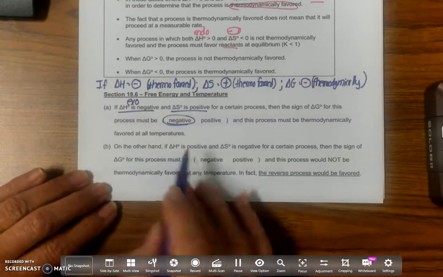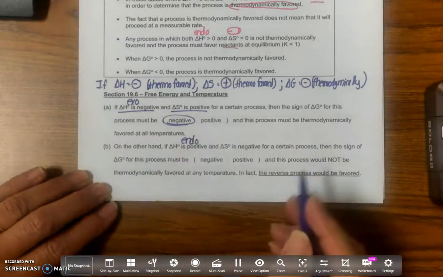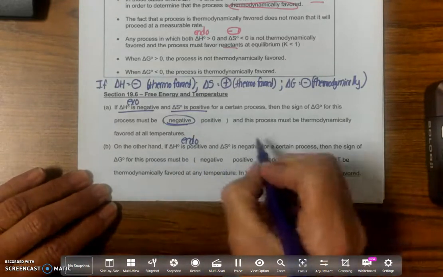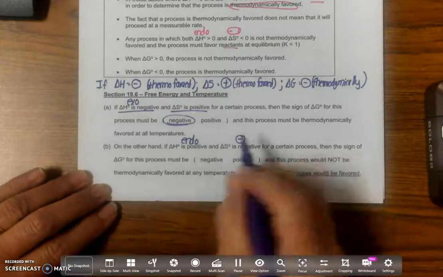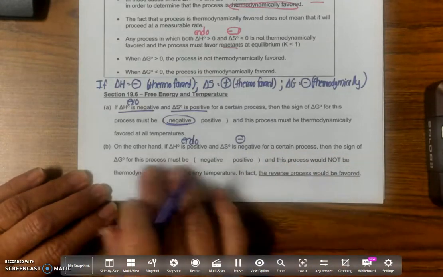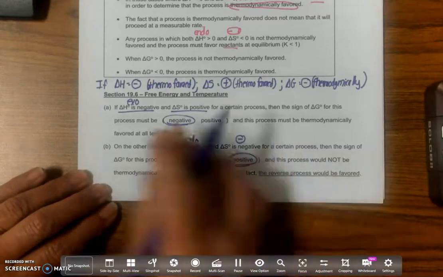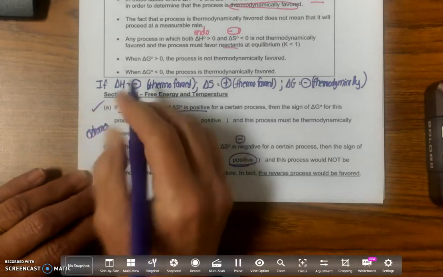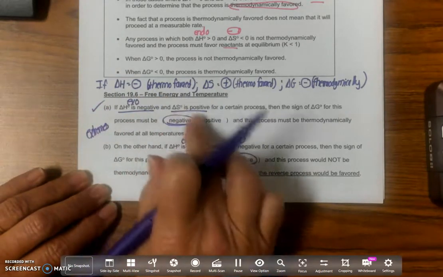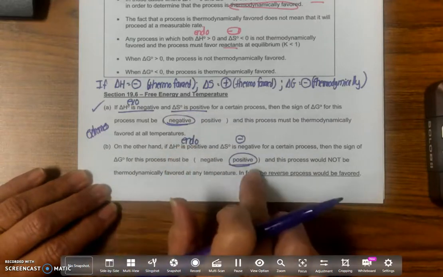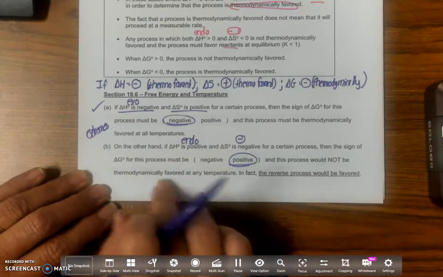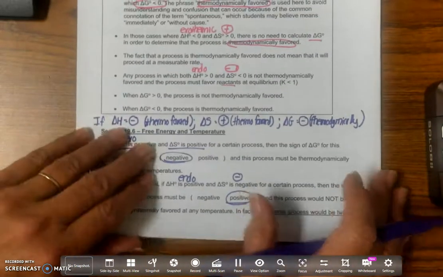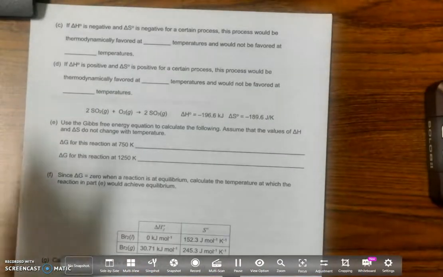On the other hand, if this is positive, which means this is endothermic, which is not thermodynamically favored, endo means I have to put energy in it. And this is negative for a certain process, which means I'm tending towards order, then delta G must be positive. So these are the two extremes, where both delta H and delta S are thermodynamically favored, and here, delta H and delta S are not. So we know that in that direction it is not favored, but in the reverse it would be. All right, so now let's look at something in between.